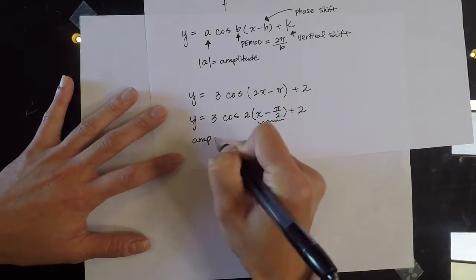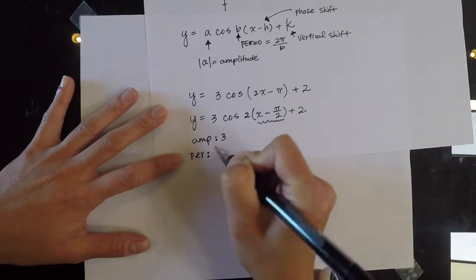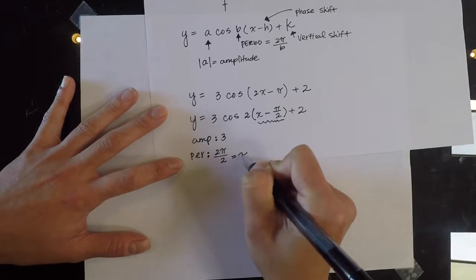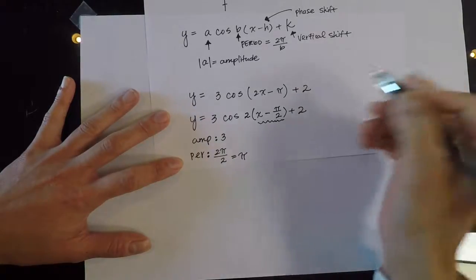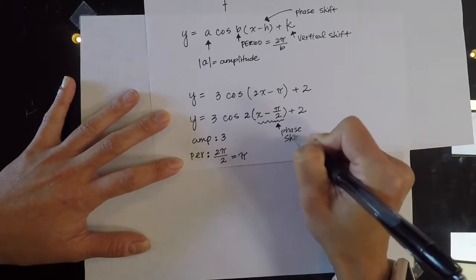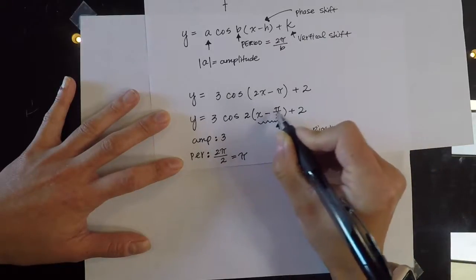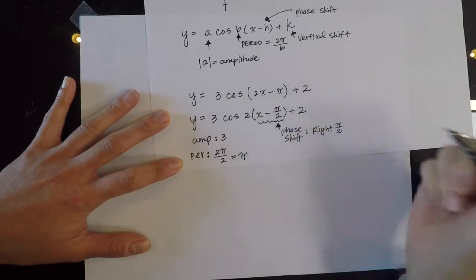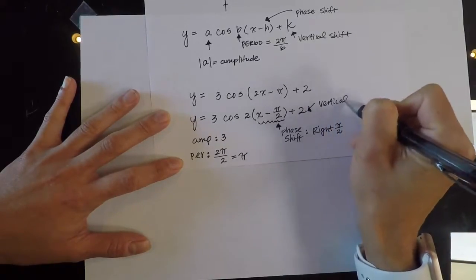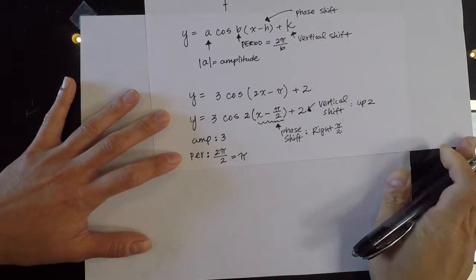Okay, what is the amplitude? The amplitude is 3 because a is 3. What is the period? The period is decided by doing 2 pi over b. b in this case is 2, so the period is pi. Do I have any phase shift? Yes, I have a phase shift to the right. And again, if it's subtracting, it's actually shifting to the right. How much? Pi over 2. And I also have a vertical shift, and I'm shifting up 2. So these are all my transformations.